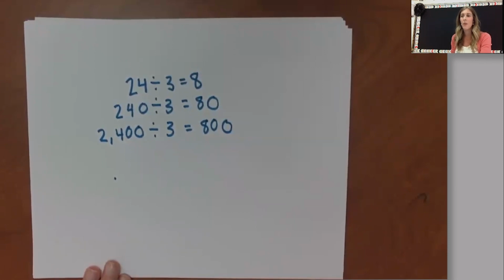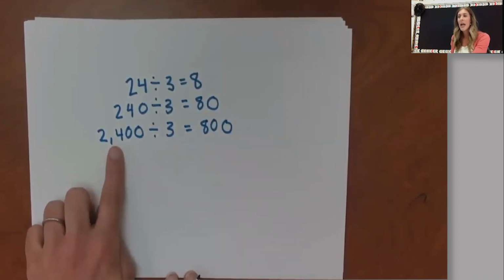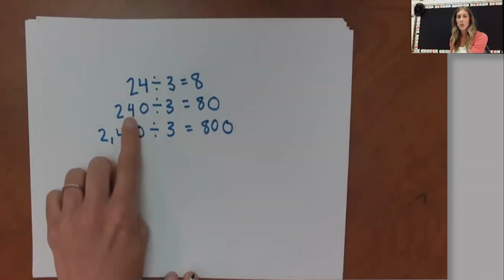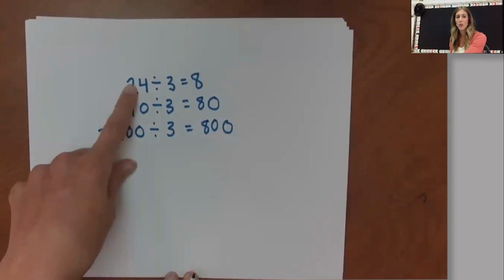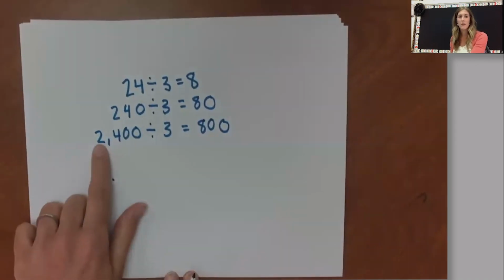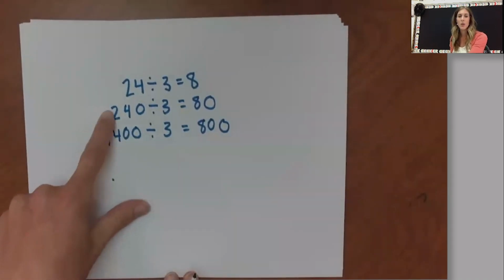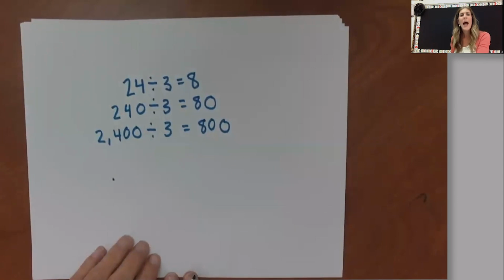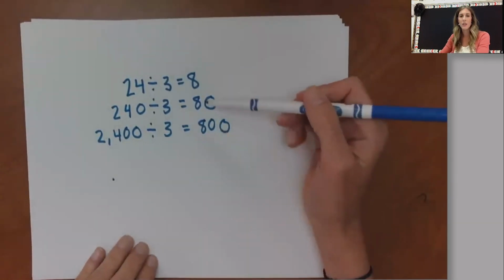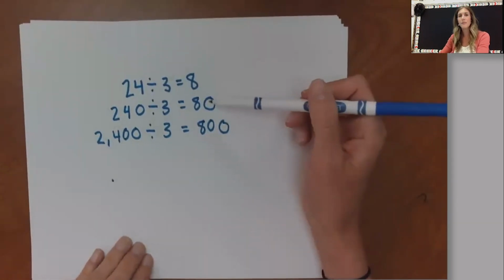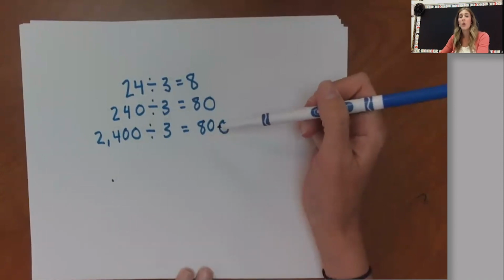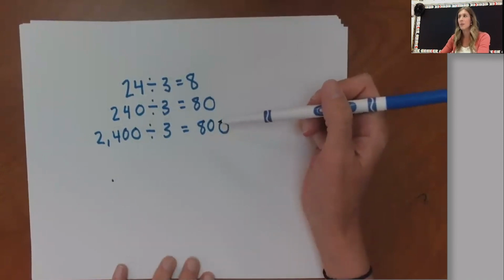This is because the place value of the dividend changed. In each problem, the place value of the dividend is 10 times larger than the previous. 240 is 10 times larger than 24. 2,400 is 10 times larger than 240. How did that change the quotient or our solution? I'm hearing that the quotient is also 10 times larger.